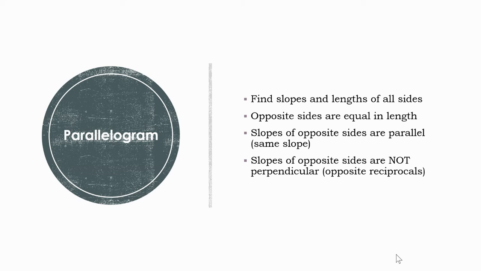All right, a parallelogram, same thing. Find the slopes and the lengths of all the sides. Opposite sides are equal in length. Slopes of opposite sides are parallel. However, slopes of opposite sides are not perpendicular, or opposite reciprocals. If you have two slopes that are opposite reciprocals, that means they are perpendicular, and you're not a parallelogram.